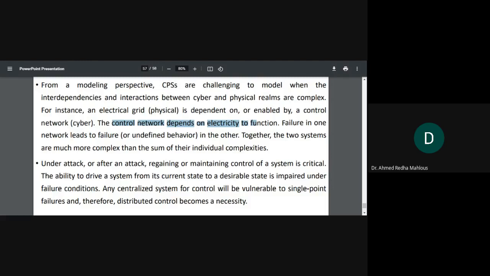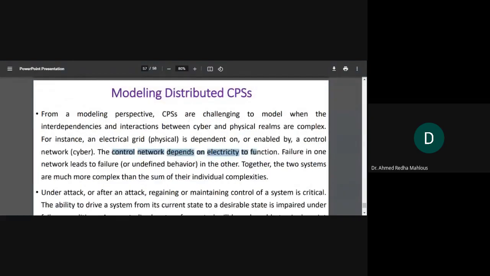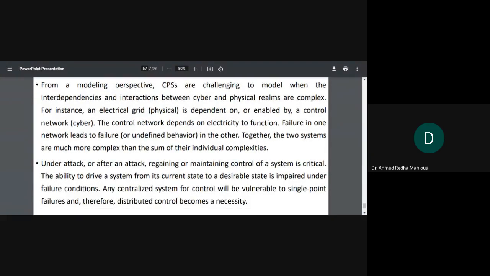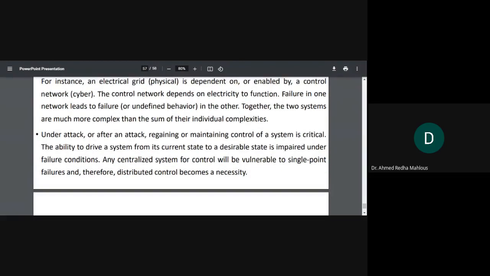When they are linked together, they are interdependent, and they have some types of interaction between the cyber part and the physical part. It is a complex system, which means any attack on one device or a failure of one device will lead to the failure of the other device. So it is very important to model a distributed system. This is a challenge, modeling such an environment in order to protect against any type of attack where we have such a distributed CPS.